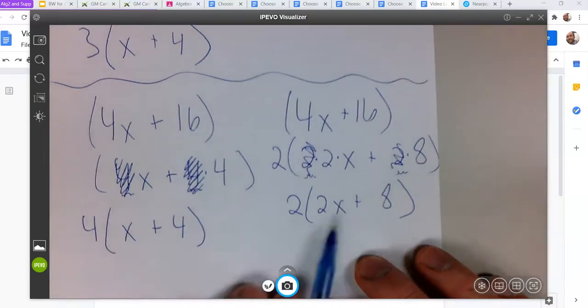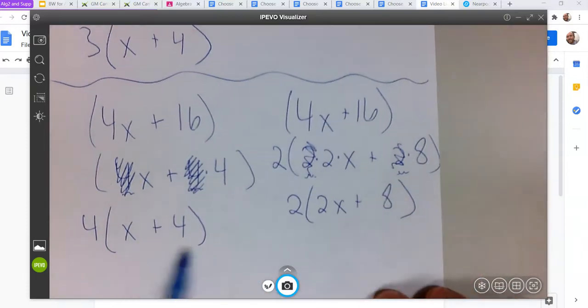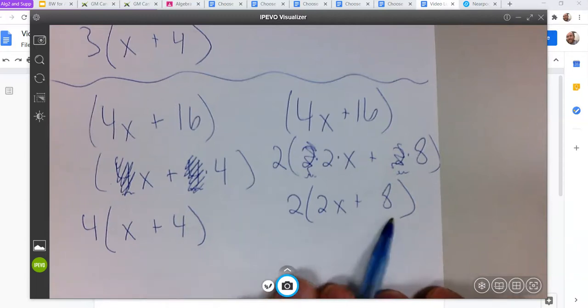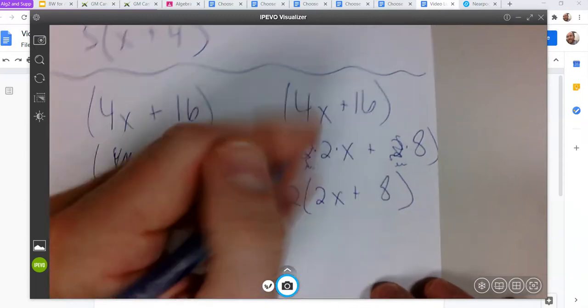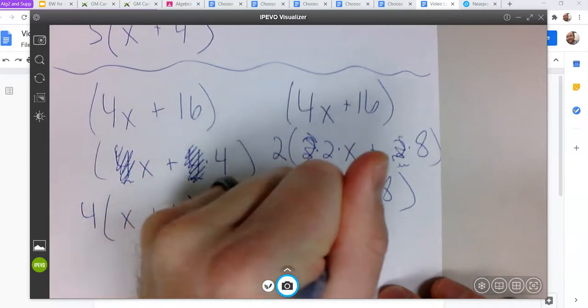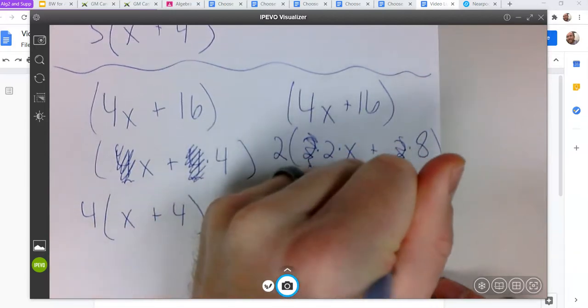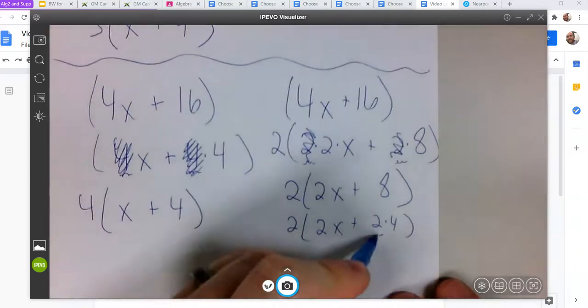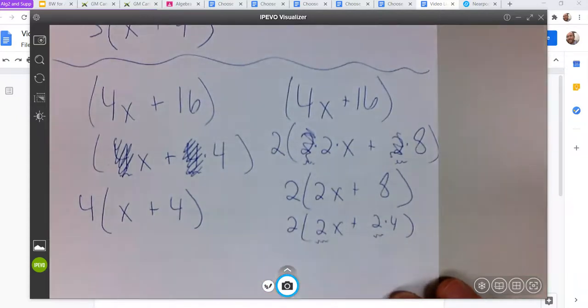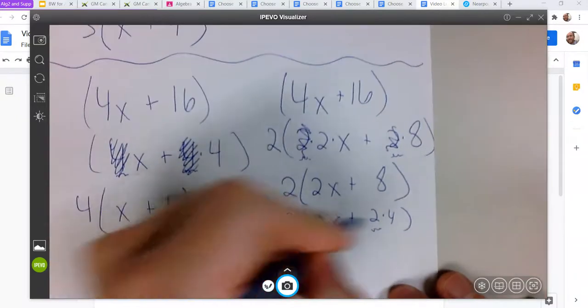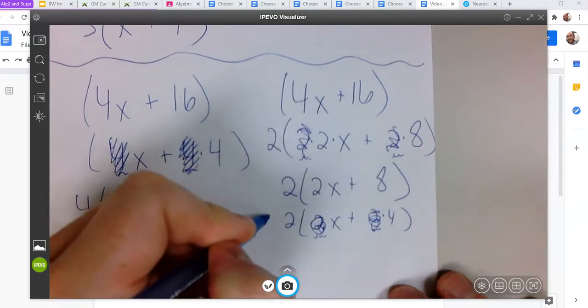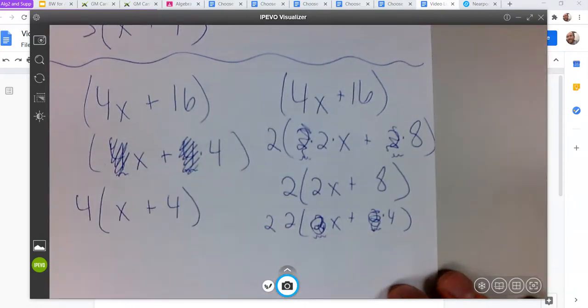Our answers are not the same, and that's because the one over here has been completely factored. I can't go any further. This one, I can go further. This has a 2, and 8 is 2 times 4. So 2x plus 2 times 4. I see still on the inside, they both have a 2. So I can take those 2s and bring it to the outside. One of them comes to the outside.